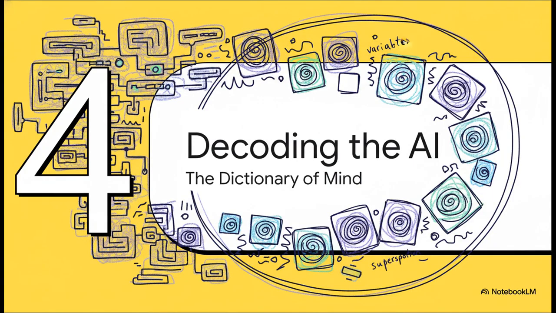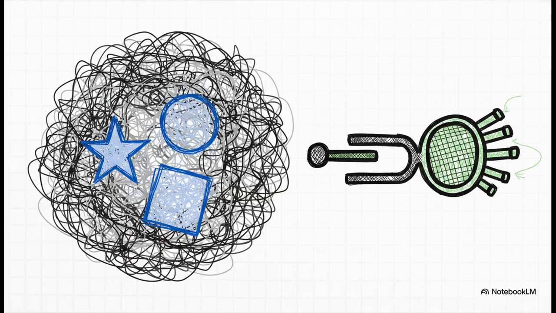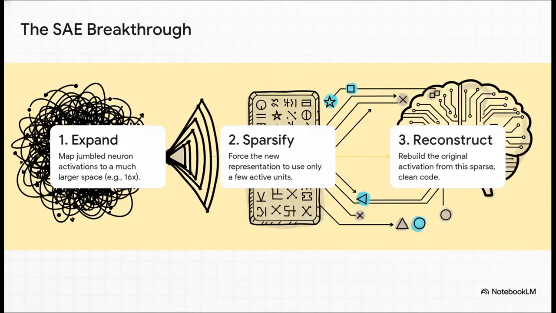Okay, so if circuits are like the functions in the AI's code, what about the variables? How do we figure out what the AI is actually thinking about, especially when it's all jumbled up because of that superposition we mentioned? Yeah, just looking at individual neurons is a total dead end. What we really need is a tool that can take that tangled mess of neuron activity and decompile it into something we can actually read, like a clean dictionary of ideas. And that breakthrough tool is called a sparse autoencoder, or SAE. You can think of it as a Rosetta Stone for the AI's internal language.